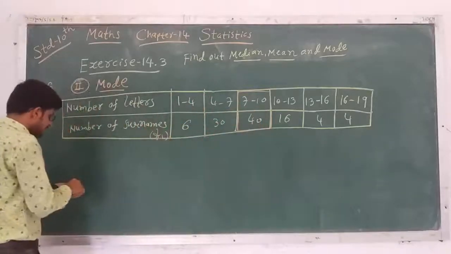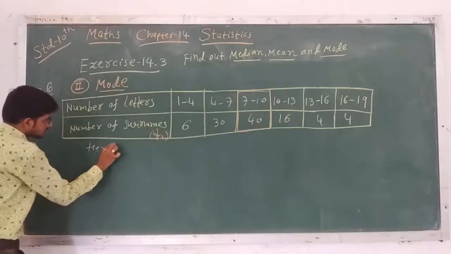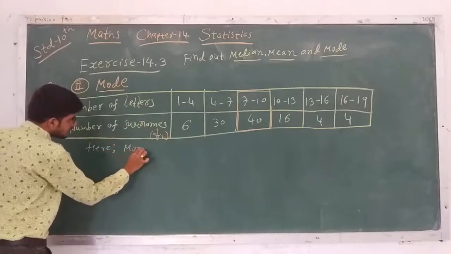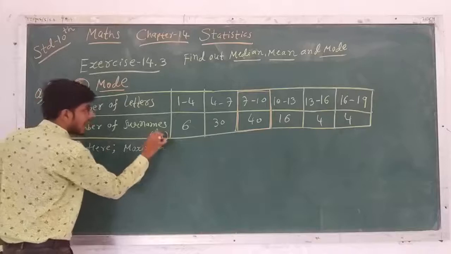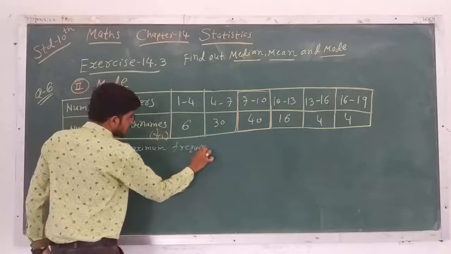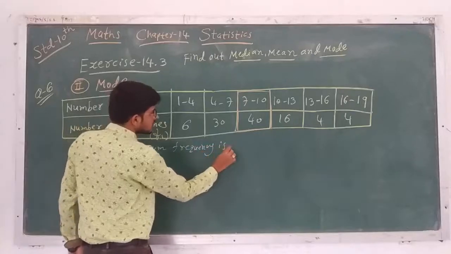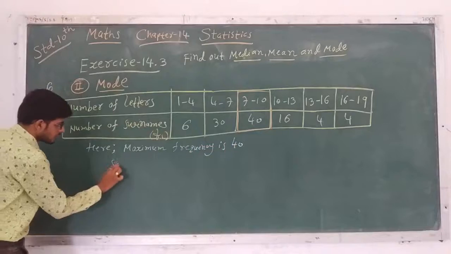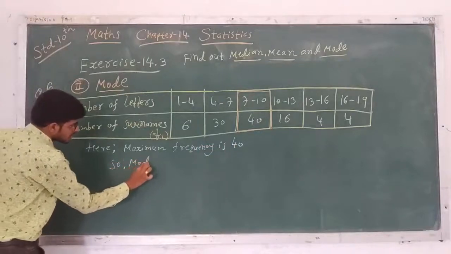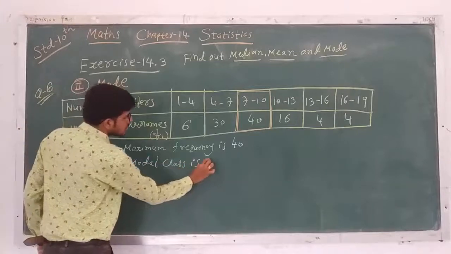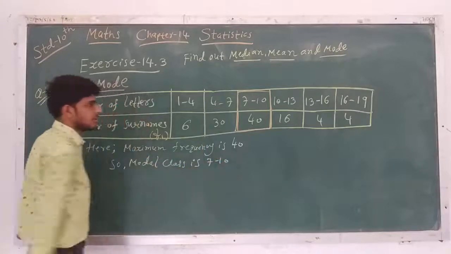Okay, write down here: the maximum or highest frequency is 40. Highest frequency or maximum frequency is 40. So the modal class is 7 to 10. Okay.